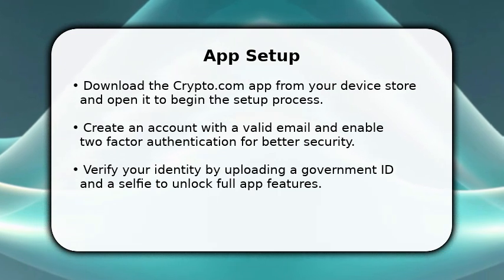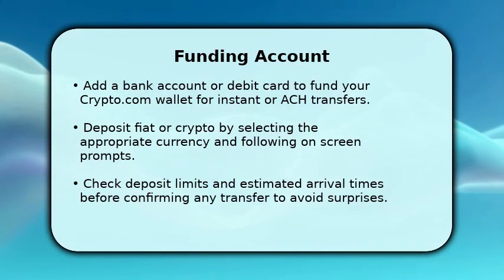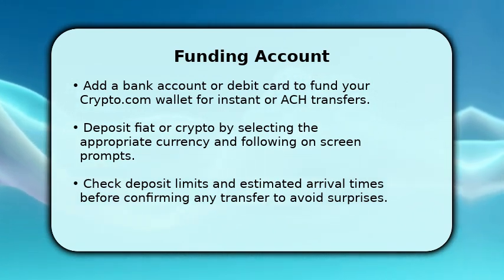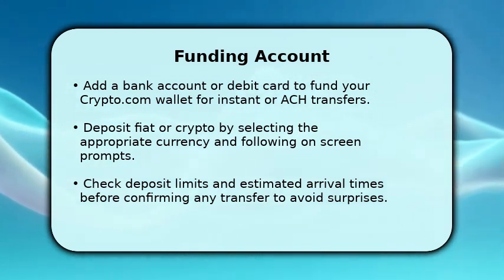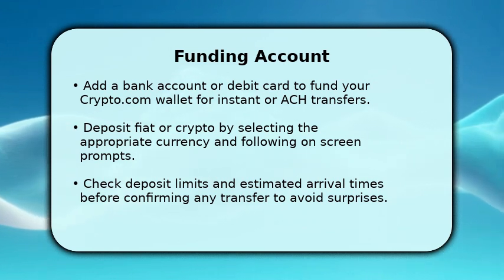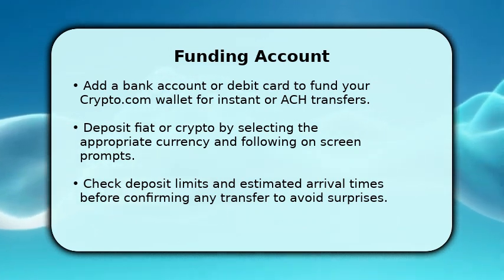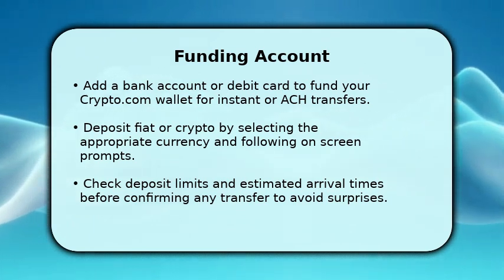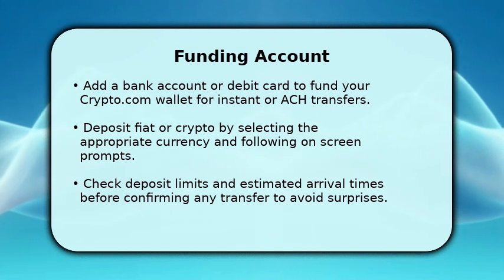on to deposits. In this video, I will explain how to fund your Crypto.com account. Choose a payment method like bank transfer or debit card, then select the currency and follow the prompts to deposit. Confirm limits and any fees shown before sending funds. Once the deposit clears, the balance updates in your wallet, and you can move on to buying crypto or setting up recurring purchases for convenience and cost averaging.